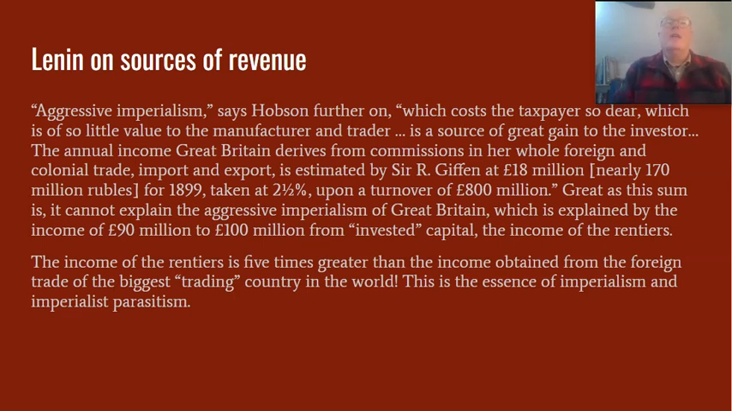"The annual income that Great Britain derives from commissions on her whole foreign and colonial trade, import and export, is estimated by Sir R. Griffin at 18 million for 1899, which he takes as 2.5% on a turnover of 800 million. Great as this sum is, it cannot explain the aggressive imperialism of Great Britain, which is explained by the income of 90 to 100 million from invested capital, the income of rentiers.